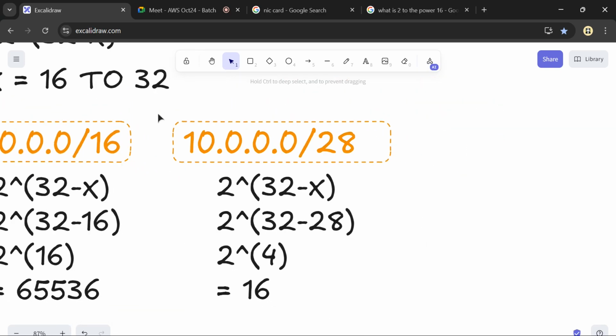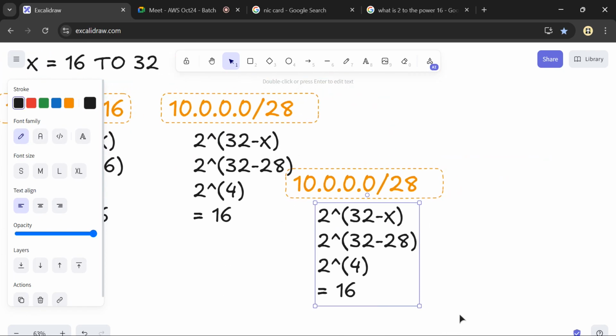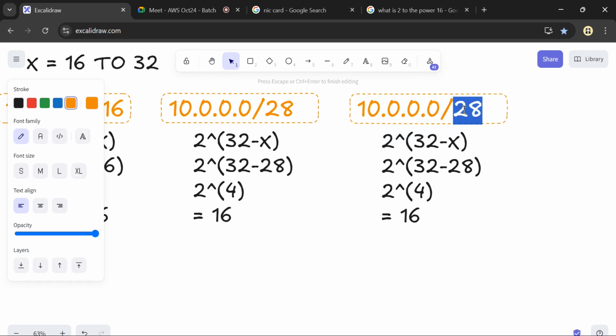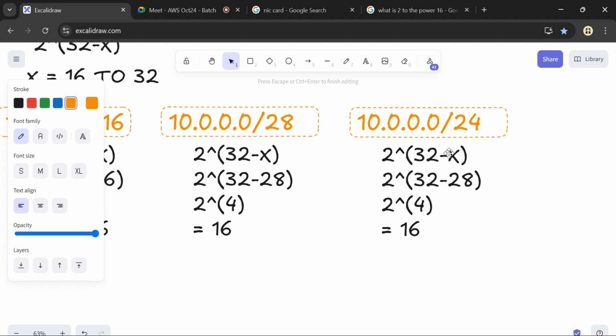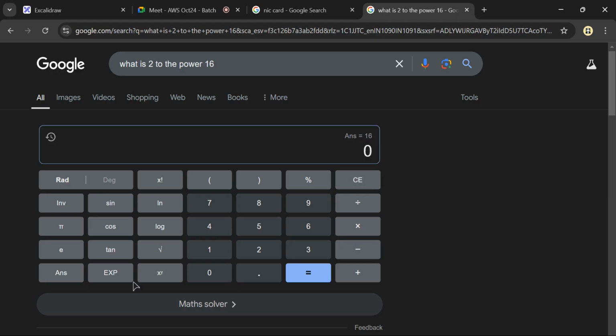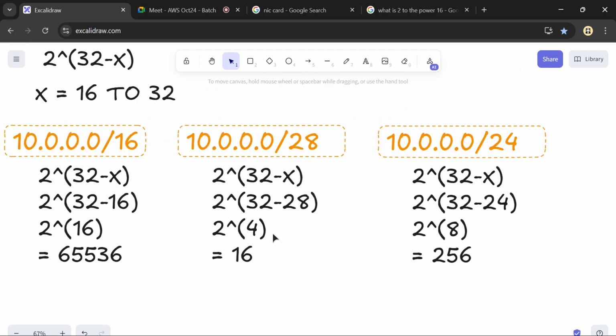Okay, and similarly, let's say you have some CIDR block like this. If you're not understanding anything, don't worry. We will be seeing how to use the CIDR blocks in VPC. Just focus here. Just see how to calculate the CIDR block because that will be important. So 32 minus 24. What is 32 minus 24? It is equal to 8. So what will be 2 to the power 8? 2 to the power 8 is equal to 256. So we will have totally 256 IP addresses. So this is how you can do the calculations.